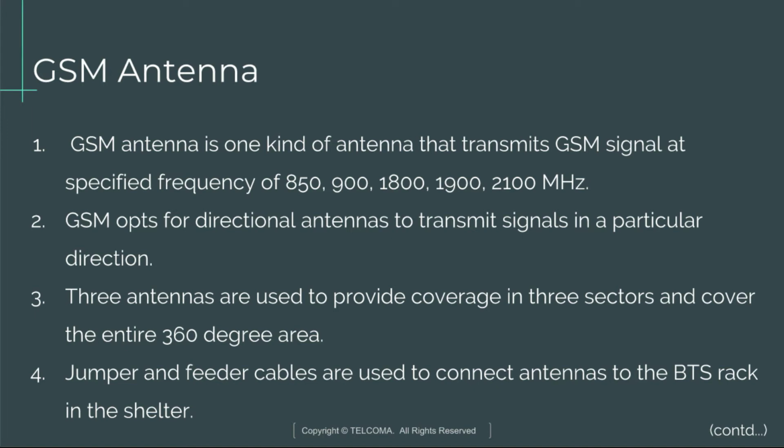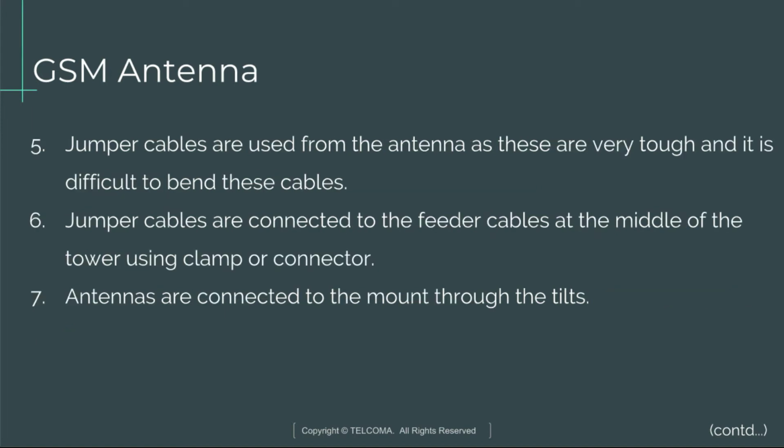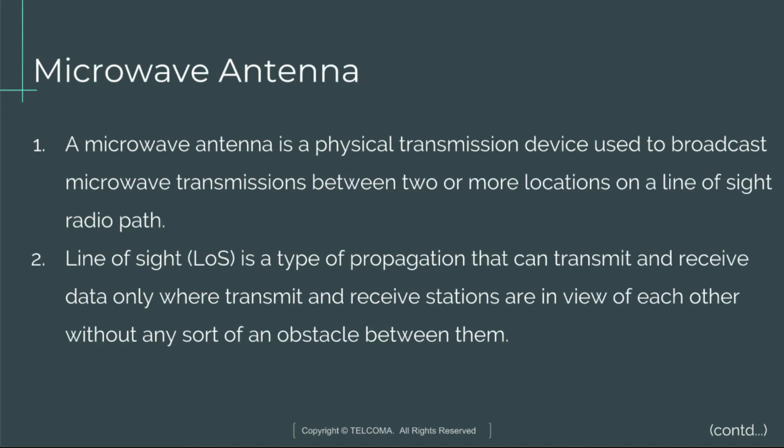Jumper and feeder cables are used to connect antennas to BTS rack in the shelter. Jumper cables are used from the antenna as these are very tough and it is difficult to bend these cables. So these are connected to feeder cables at the middle of the tower using clamp or connector. Antennas are connected to the mount through the tilts.